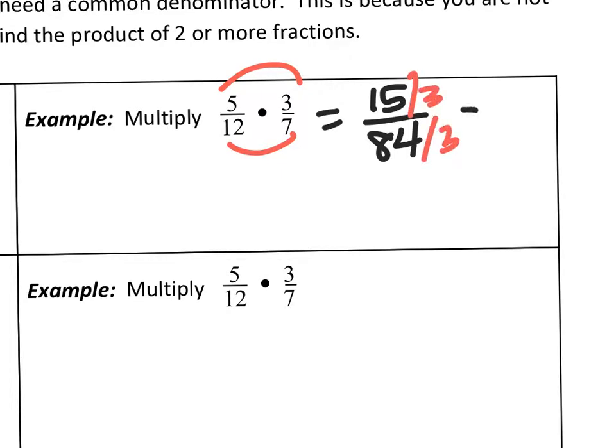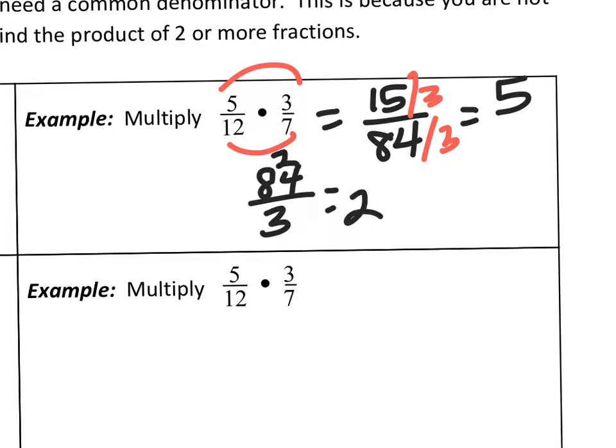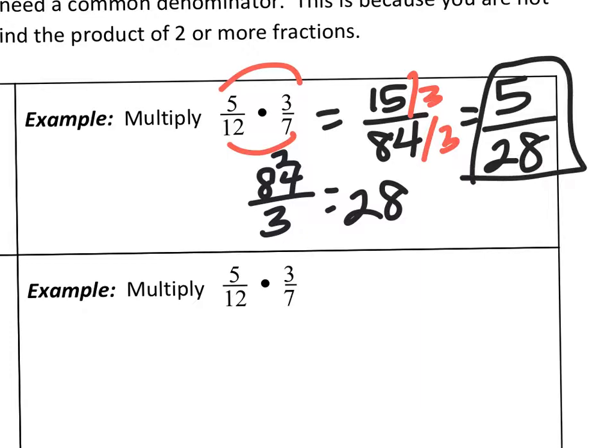So 15 divided by 3 is 5. I got to figure out 84 down here. So let's do 84 divided by 3. So 3 goes into 8 twice, with 2 left over. And 3 goes into 24 8 times. So 5 over 28. Nothing else can simplify out of that, and I know that because the only factors of 5 are 5 and 1, and 5 can't go into 28 evenly. So that will be my resulting answer.